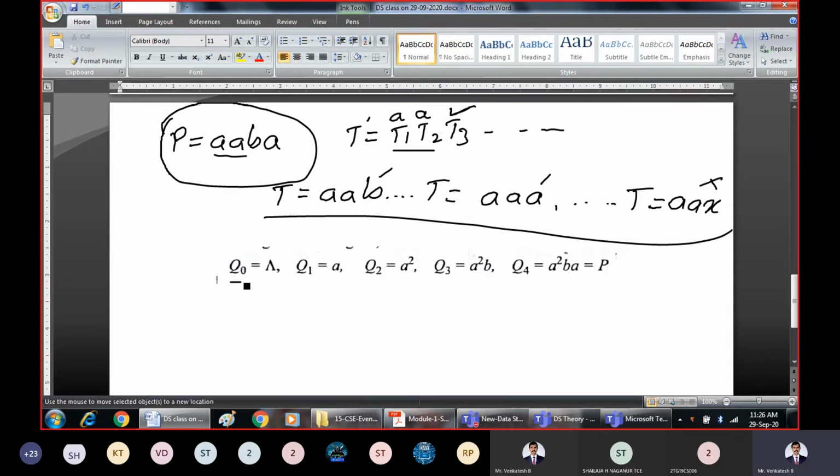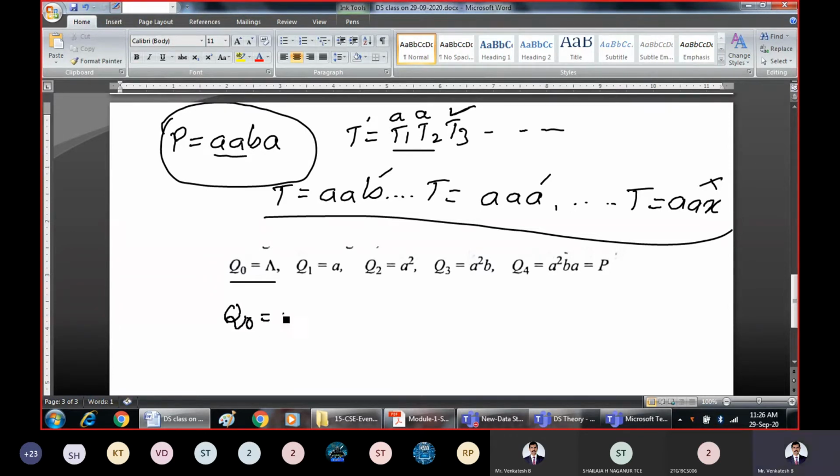So first make four assumptions, four smaller patterns or states. We call them states. Here Q0 is equal to null and Q1 is equal to A, that means the first character. The Q2 state indicates A2, that means A square. As I said in the beginning, A2, A raised to 2, indicates AA.